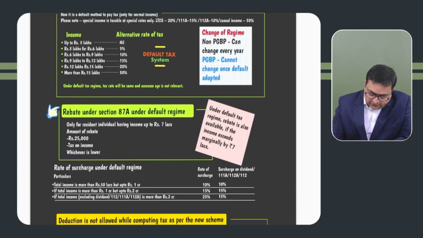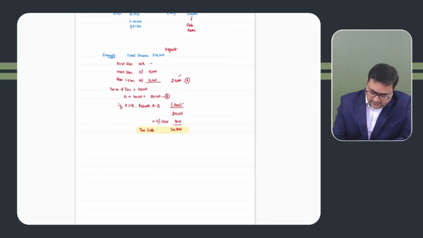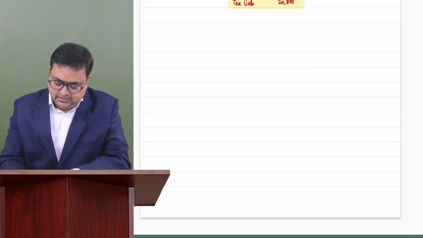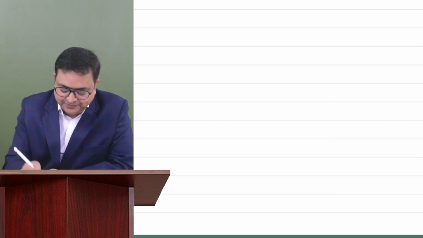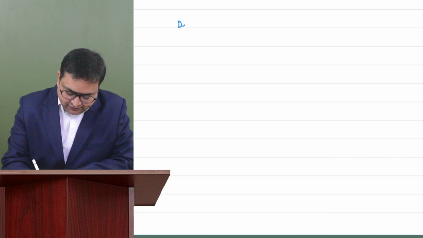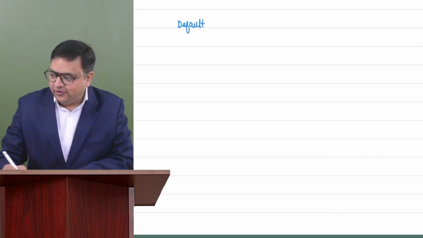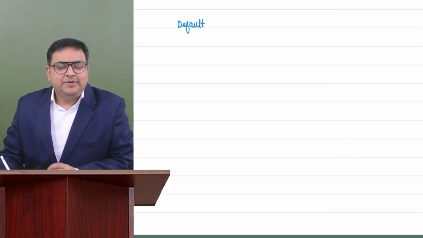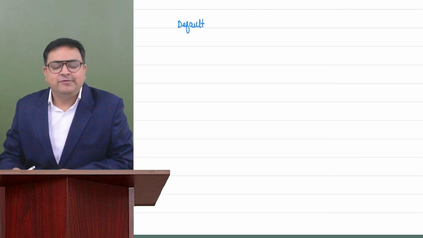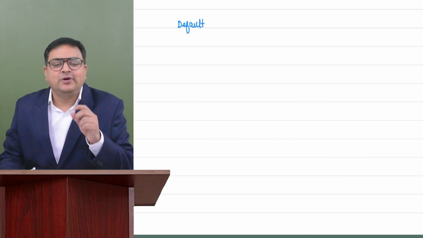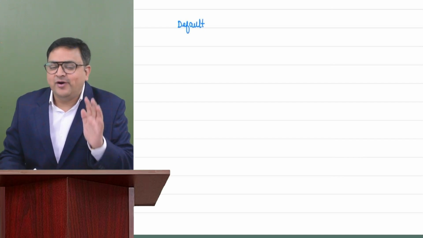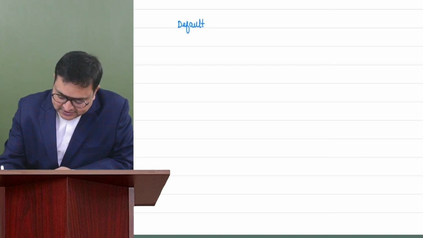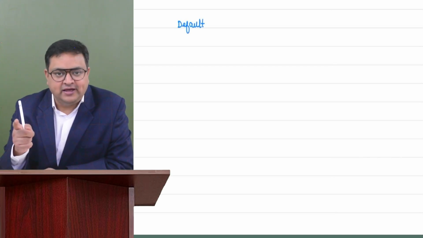And there is another concept of surcharge. See, the surcharge is the same for individual, HUF, AOP, BOI, and artificial juridical person. I'm talking about, let's say, individual. Let's say, first I will be starting with the default regime. So surcharge under default regime. See, the people who are rich, on them we will be applying surcharge. So please don't forget, whenever the total income is more than 50 lakh, then surcharge you have to apply. Correct. So how much surcharge would be applied? Surcharge is always on your tax amount.